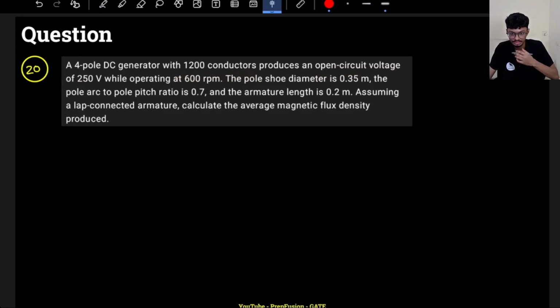What are they asking? They are asking to calculate the average flux density produced. For the pole arc to pitch ratio, the pole shoe diameter, they have given me the pole shoe diameter, pole arc, pole pitch, all these things. Speed also they have given me.